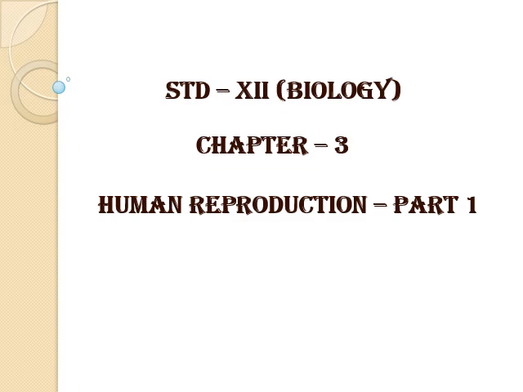We have completed chapter 1 and 2. Now we will see chapter 3, human reproduction. Human reproduction involves internal fertilization by sexual intercourse.